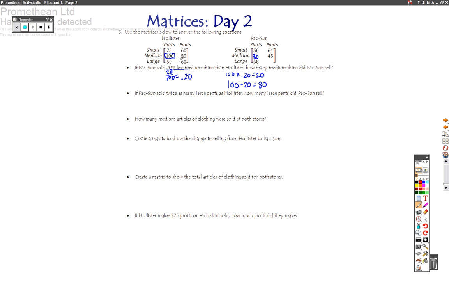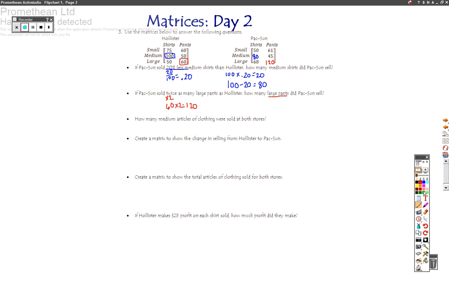If PacSun sold twice as many large pants as Hollister, how many large pants did PacSun sell? So I'm looking at large and pants. So I'm going to do this one. Twice means times 2. So I'm going to take the number 60 and I'm going to multiply by 2, and that gives me 120. So that tells me the large pants for PacSun. So I'm going to write the number 120 right there.